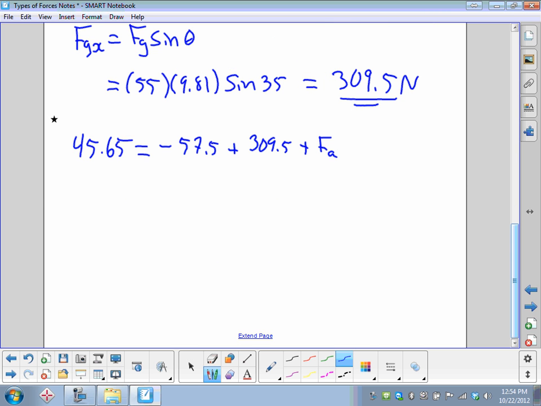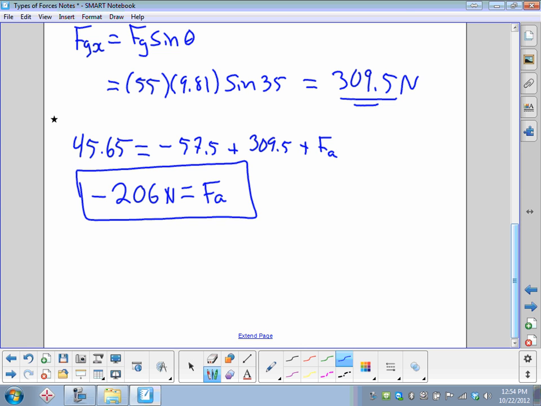If everything works out, this should be a negative answer. So if we're careful here with our numbers, 45.65, add it to 57.5, subtract 309.5, and we get, mistake here, 45.65 plus 57.5 minus 309.5 gives you negative 206 newtons. That would have to be our force applied in this example. Okay, so again, negative applied force just means we're pulling it up the ramp, which is the direction that we called negative.